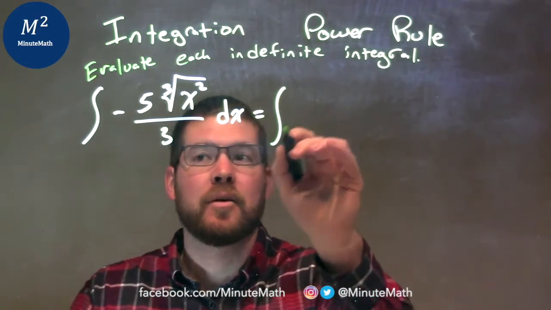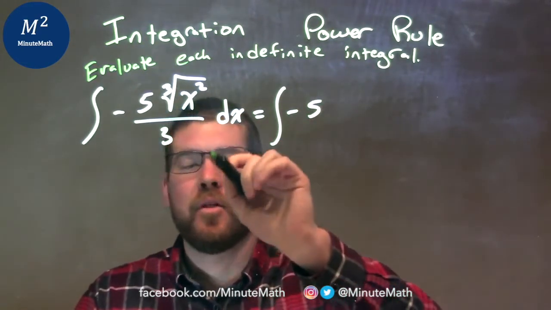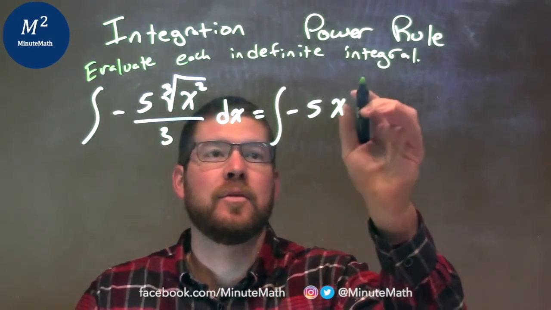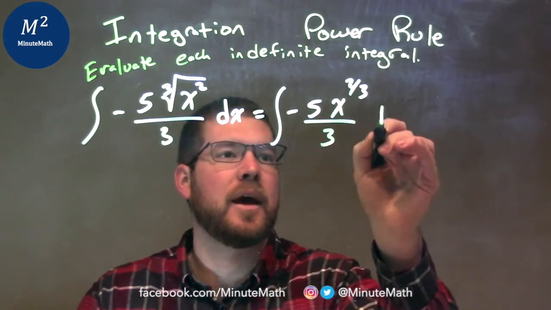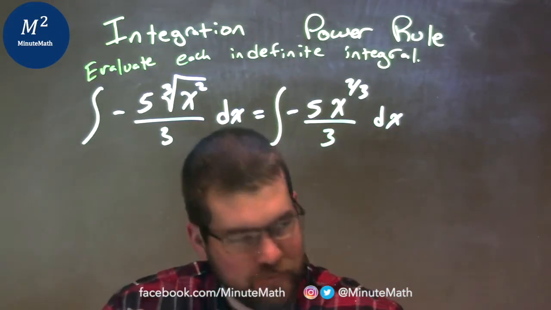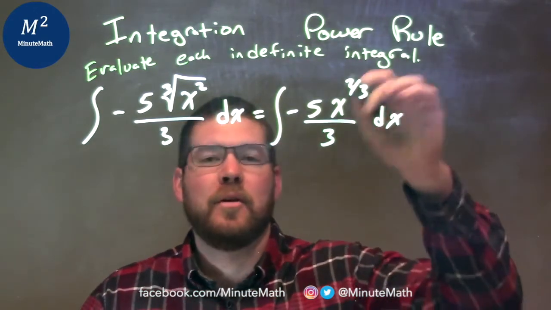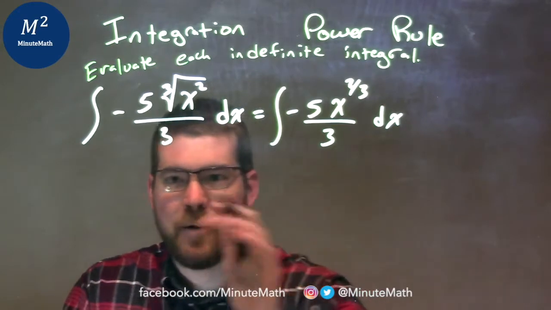So we still have the integral. We have a negative 5, that doesn't change. But instead of the third root of x squared, I'm just putting x to the, well, 2/3 power over 3 dx. And that's going to help me. All right, so definitely I recommend that. Put it to a fractional exponent. That's how we use the power rule. Okay? So now we take the integral.